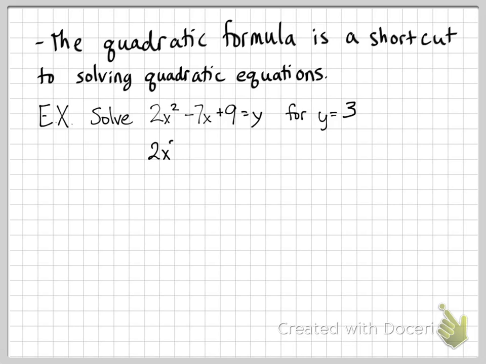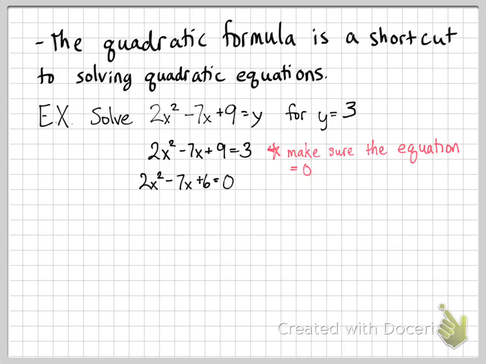Well, starting out is simple enough. 2x squared minus 7x plus 9 equals 3. Now, when I go to solve quadratic equations, I need them to be equal to 0. So the first thing I'm going to need to do here is subtract 3 from both sides to make sure that the equation equals 0. So 2x squared minus 7x plus 6 equals 0.